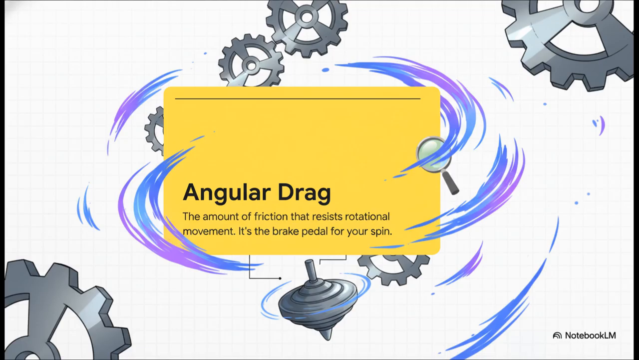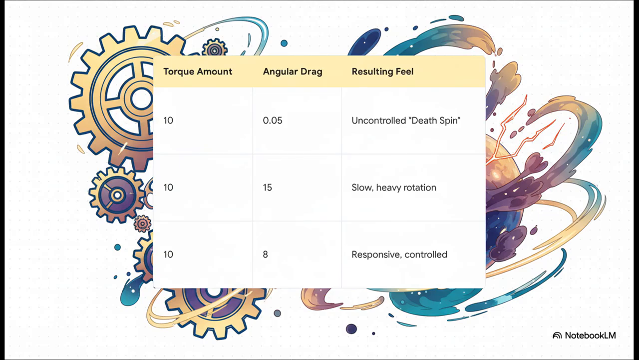Think of it as trying to spin an object through thick air or even molasses. The higher this value is, the more resistance the object has to spinning, and the faster it will slow down to a stop when you let go of the keys. This is the secret ingredient we need. And this is where the art of game development really shines. It's a delicate balancing act between the force you're applying, our torque amount, and the resistance you're adding with angular drag. Let's tune it live.